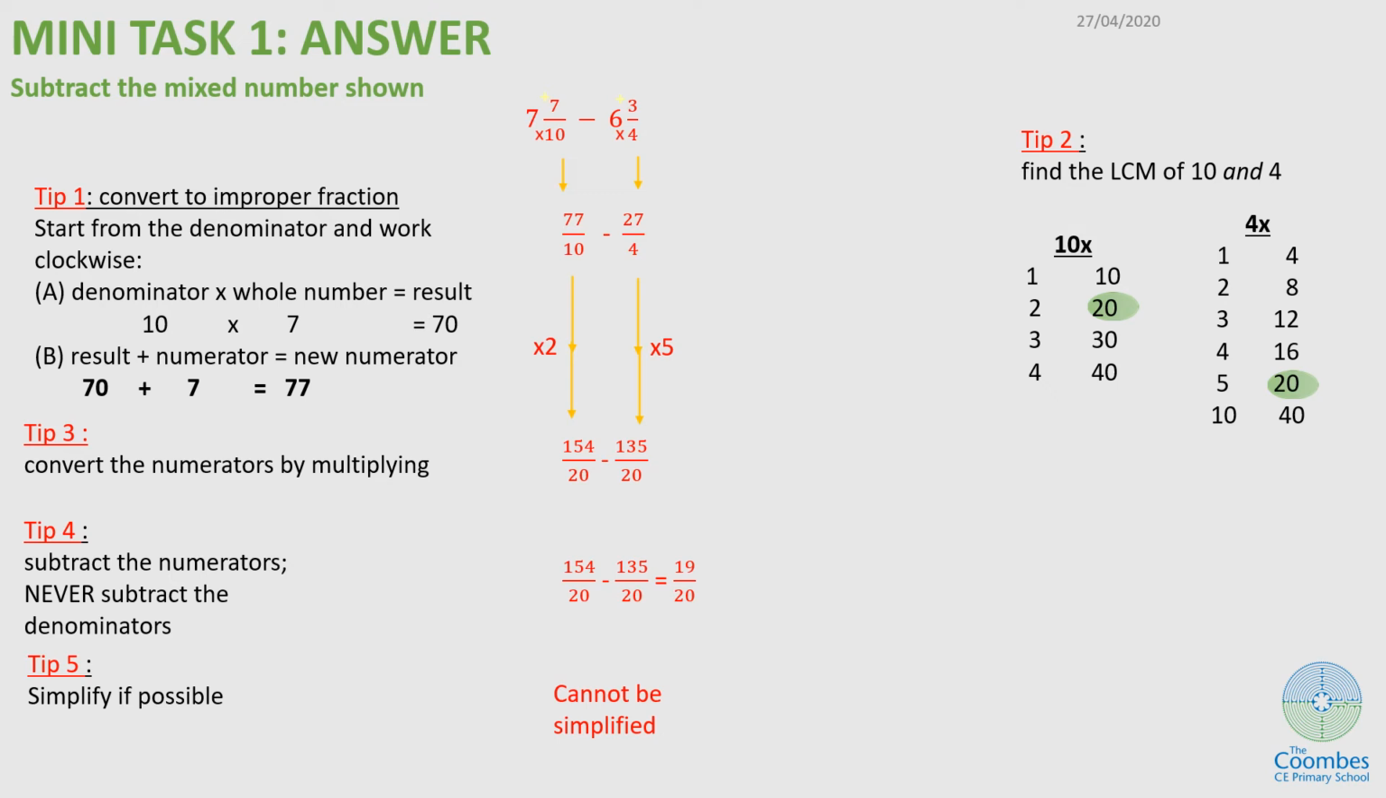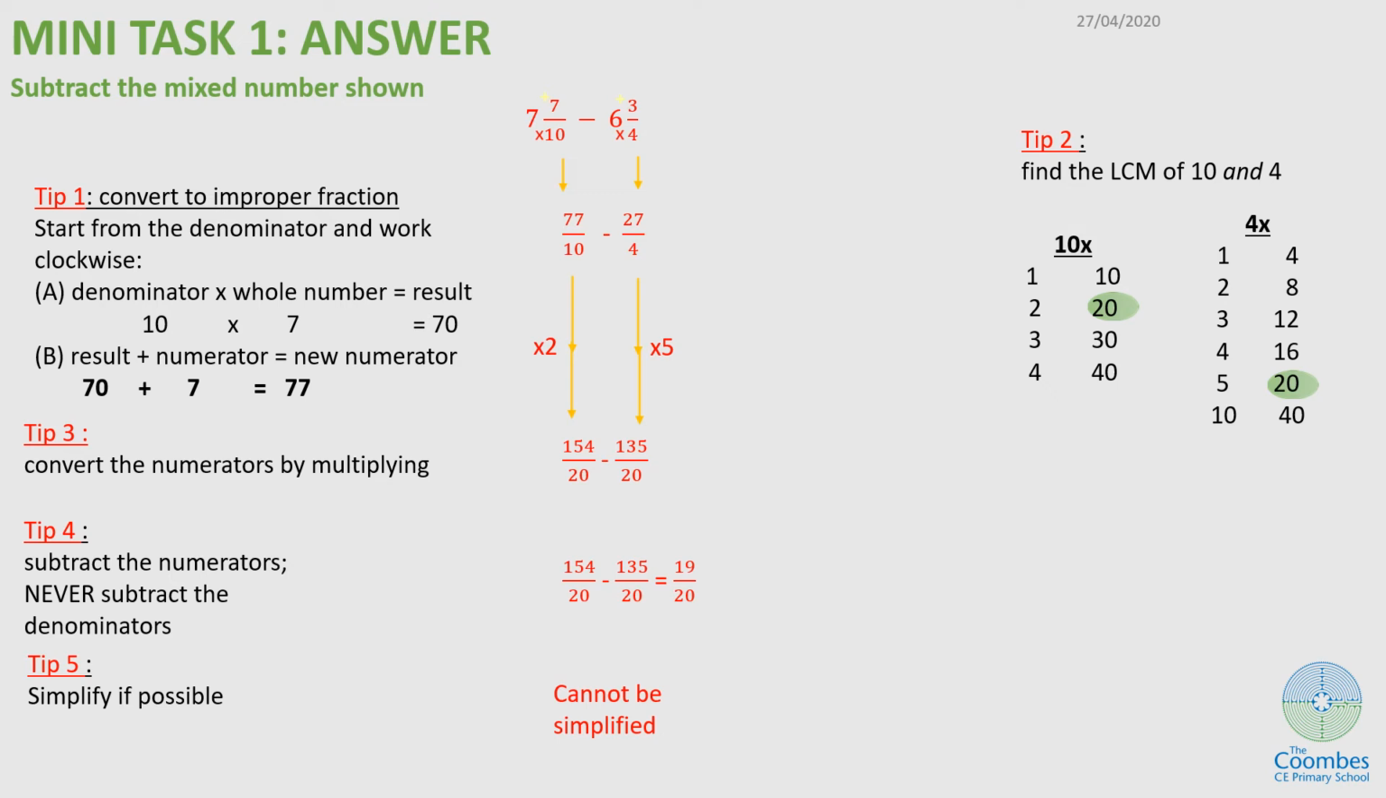And we do the same with this mixed number. So you take the denominator 4 times 6. So 6 times 4 is 24. 24 add 3 is 27. So the mixed number written as an improper fraction is 27 over 4.